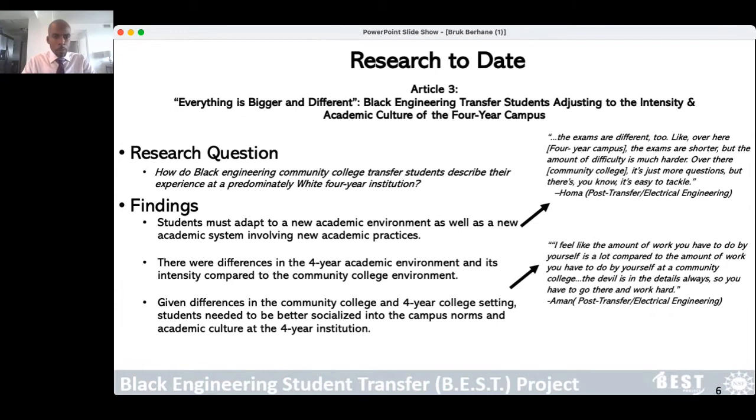And you can see those bullets below in the lower left-hand corner. The third bullet there says, given the differences in the community college and the four-year setting, we recommend, and the outcomes from our studies say, that students should be better socialized into campus norms and culture. One of our students said that he felt like the amount of work you have to do by yourself is a lot compared to what you have to do at the community college. So it's really about identifying these norms and cultural issues that make the community college different from the four-year school.